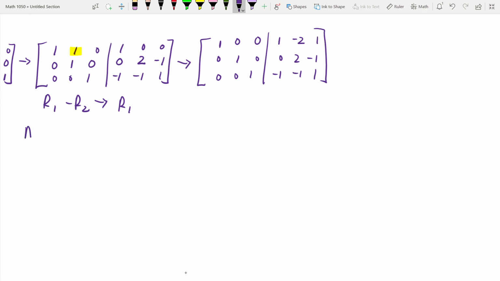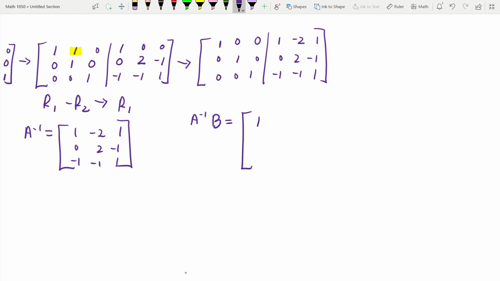Now you say this, I know my inverse is the right-hand side. To solve this system, now I have to take that inverse and I have to multiply it by b. So I'm going to write down my inverse that I just found.